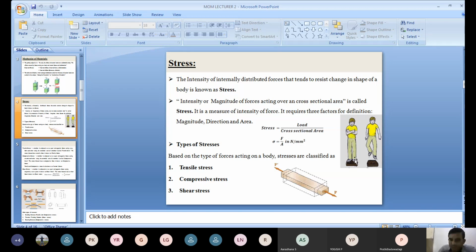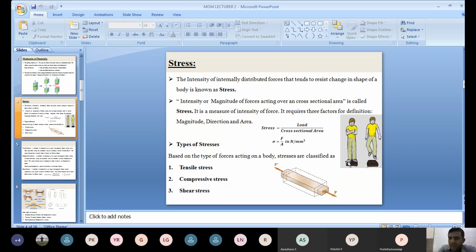Here the man is standing on two legs, so the contact area is the foot area. Two feet are there, so it is two times the area of the foot in contact with the surface. Now you can calculate the stress induced on the ground or on the foot. That is force divided by cross-sectional area. That is the stress acting on the foot.